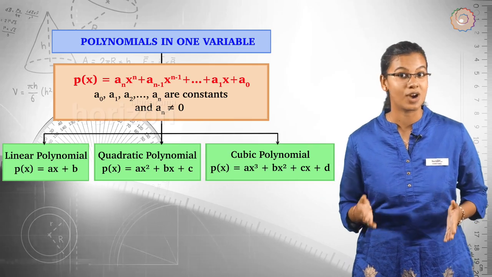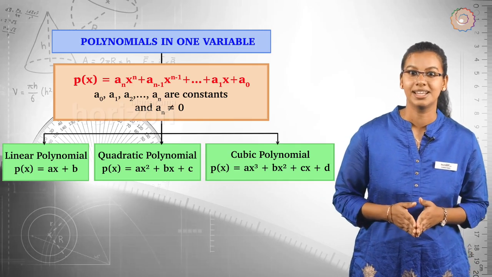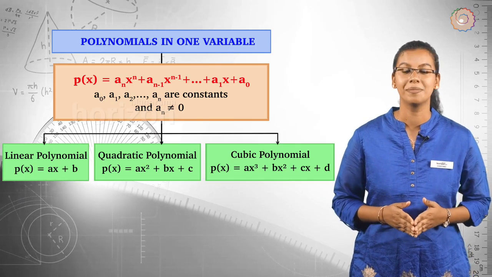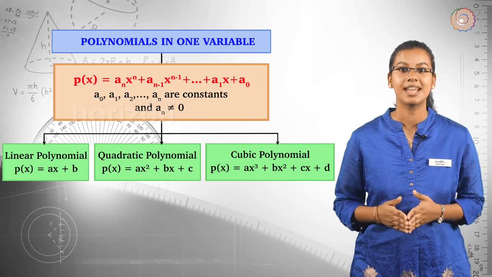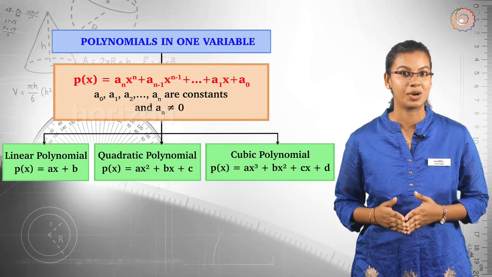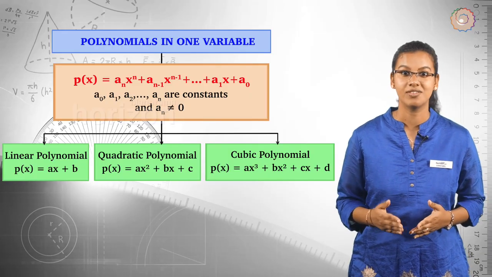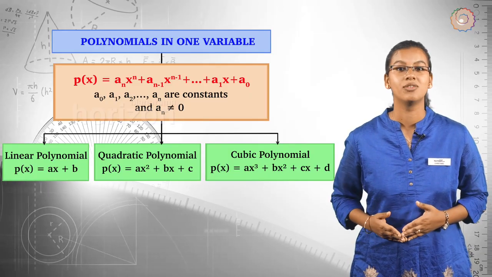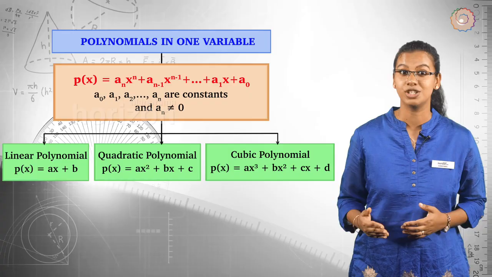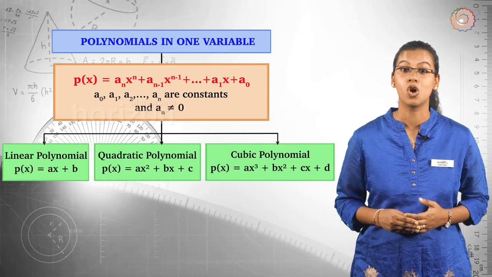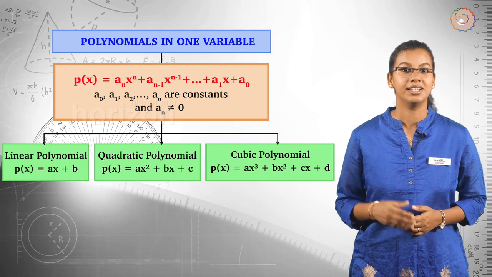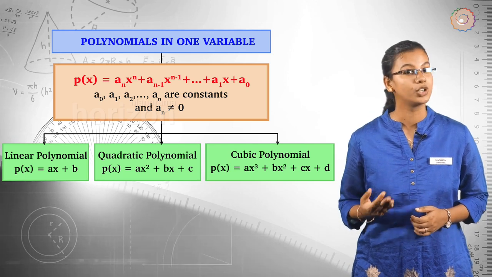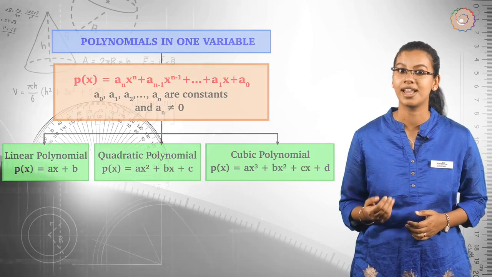A polynomial in one variable x of degree n is an expression of the form p(x) = a_n x^n + a_(n-1) x^(n-1) + ... + a_1 x + a_0, where a_0, a_1, a_2, ..., a_n are constants and a_n is not equal to 0. They can be linear, quadratic, cubic or higher degrees of x.